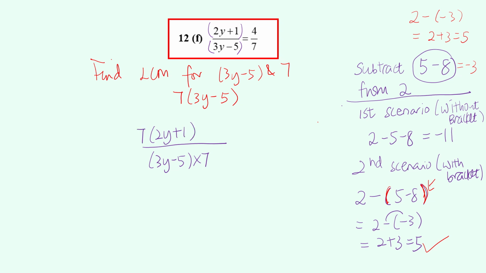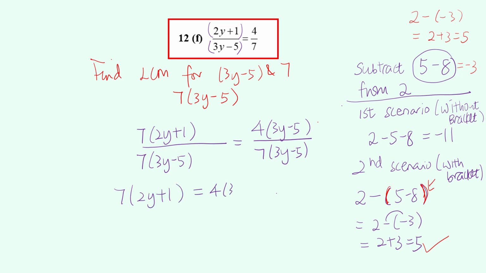Just put it in front now. And then 4 times 3y minus 5, and 7 times 3y minus 5. To be consistent, put the number in front of your linear term. Now we see that the denominators are the same, so therefore the numerators will be the same, right? So we would have 7 bracket 2y plus 1 equals 4 bracket 3y minus 5. This is similar to what we have done earlier on. You just expand it.